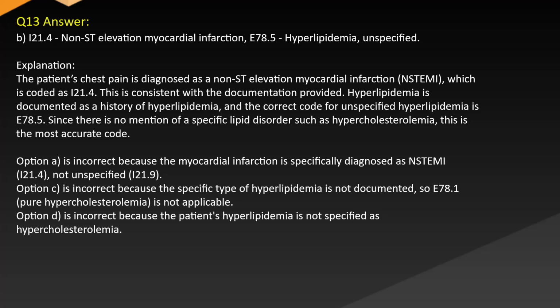Option A is incorrect because the myocardial infarction is specifically diagnosed as NSTEMI, I21.4, not unspecified, I21.9. Option C is incorrect because the specific type of hyperlipidemia is not documented, so E78.00, pure hypercholesterolemia, is not applicable. Option D is incorrect because the patient's hyperlipidemia is not specified as hypercholesterolemia.